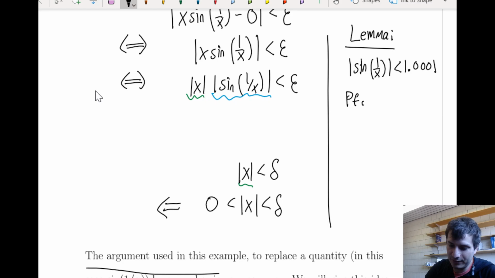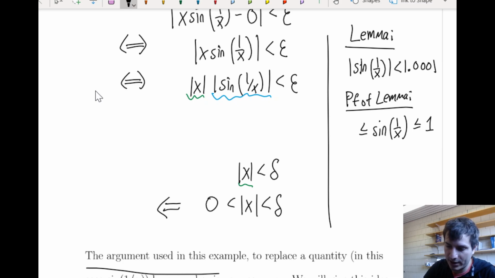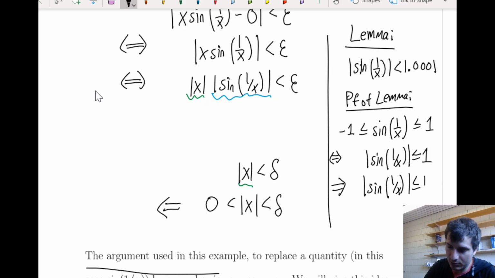Why is the lemma true? This is the proof of the lemma. The lemma is true because sine of anything is always between 1 and minus 1. So sine of anything is always less than or equal to 1, and it's always greater than or equal to minus 1. And so by the sandwiching property, the absolute value of sine of 1 over x is less than or equal to 1. And if you're less than or equal to 1, then you're definitely automatically less than 1.0001. That's the lemma. The lemma is saying no matter what happens, sine of 1 over x is always less than 1.0001, and this is why the lemma is true.